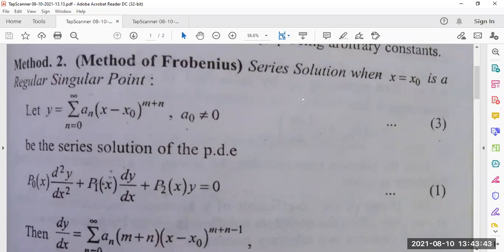So it is important for solving Bessel's equation. Now we are going to solve Bessel's equation. Is it clear?